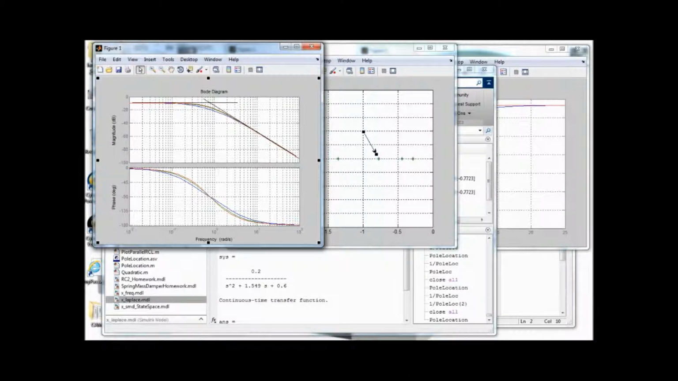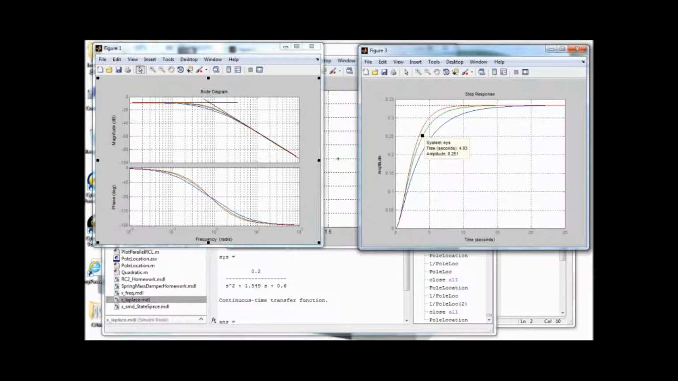And the Bode diagram doesn't look a lot better. The step response has now moved up to this line up here. And it's getting faster, but there's no overshoot, there's nothing. It's two first order poles, so you don't expect any overshoot, you don't expect any oscillations.